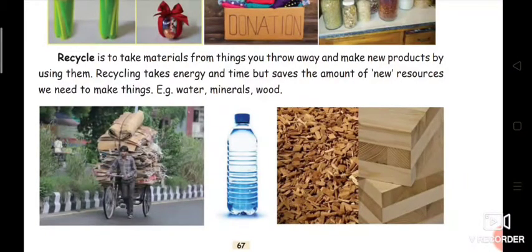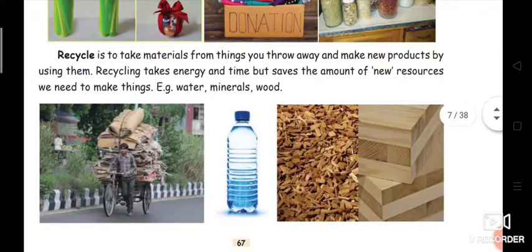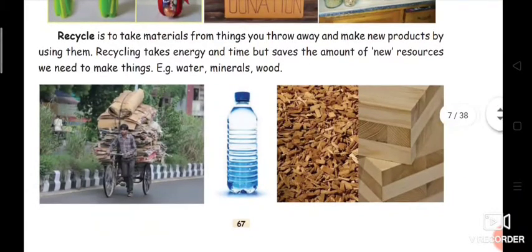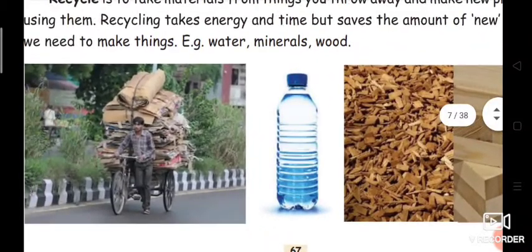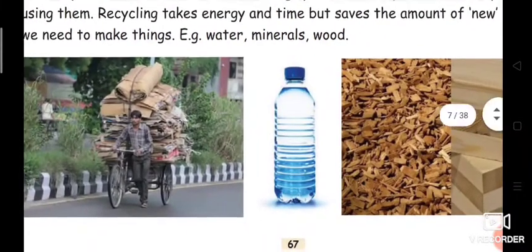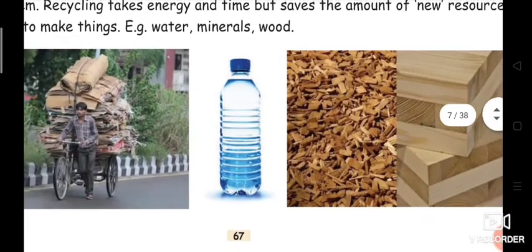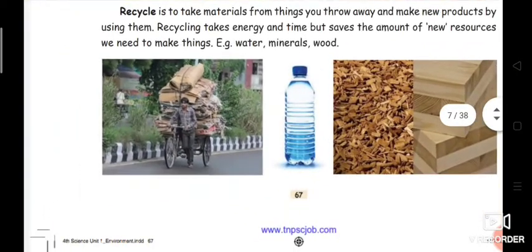Recycling takes energy and time but saves the amount of new resources we need to make things. Okay, it may take time and it may take energy, but the product will be very nice. Okay, example, water, minerals and wood. Okay, so you can see here, these are all the old things which can be recycled.